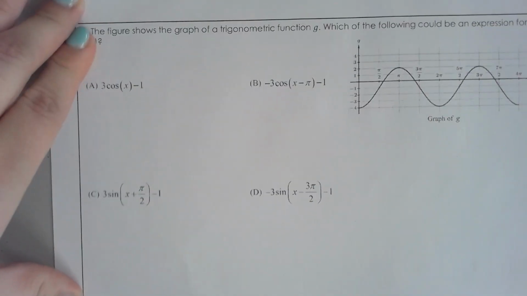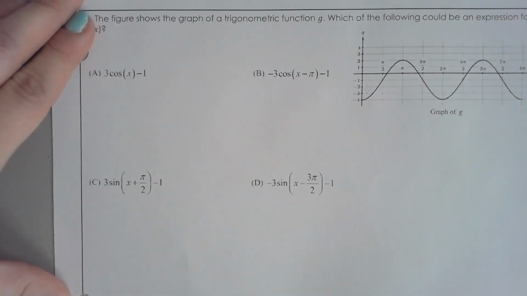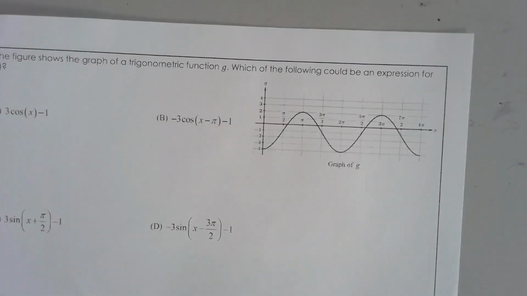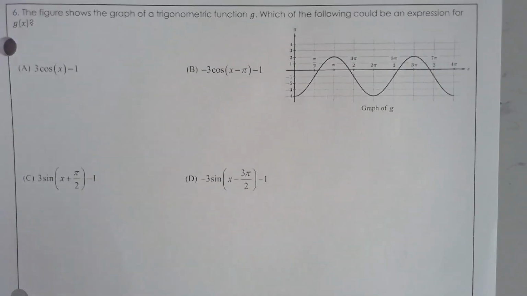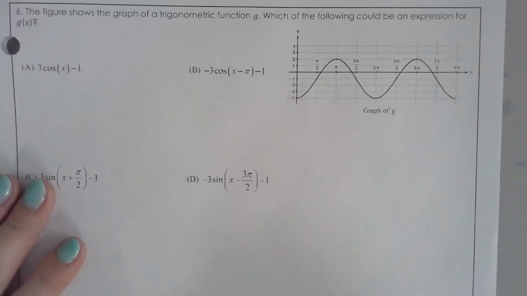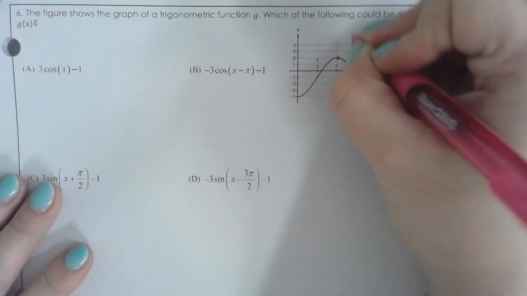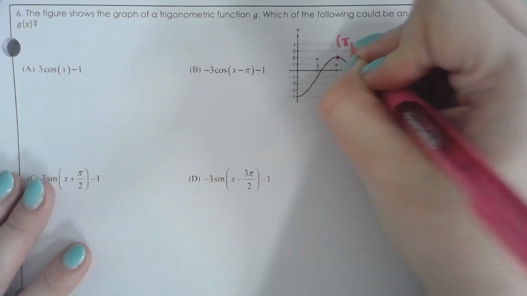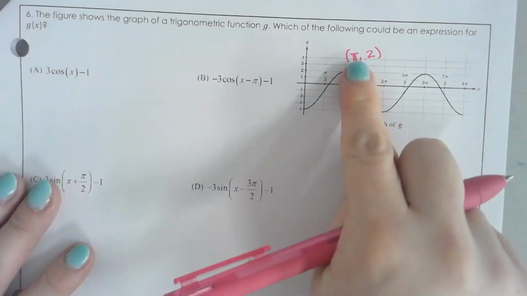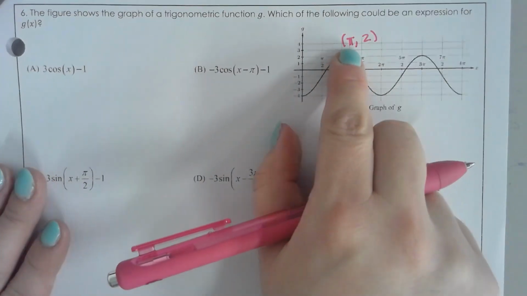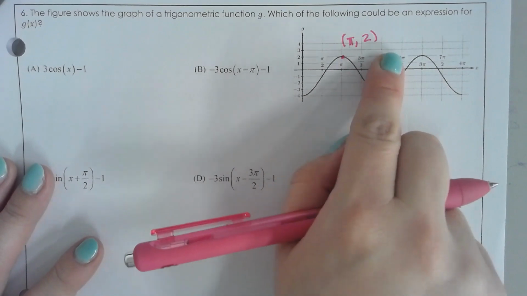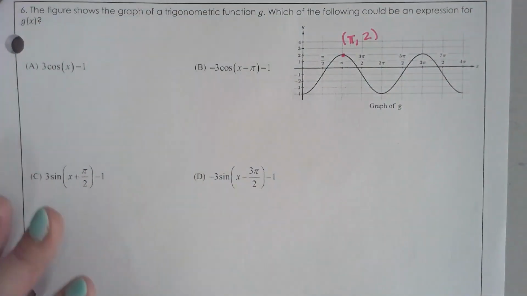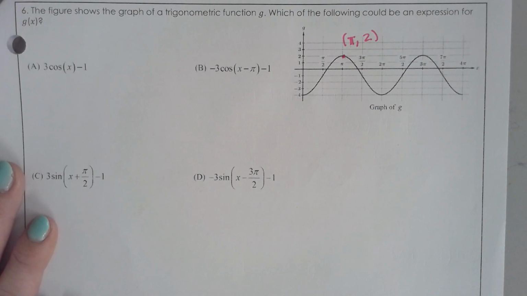So let's look at a multiple choice. So, I don't know. There could be a couple ways you approach this. Here's kind of what I'm thinking right now, what I would do. First off, I would pick a point. For example, this point is the point pi, 2. So if I plug in pi for x, and my answer does not give me 2, I can throw out that answer choice. That might eliminate a couple of them for us.